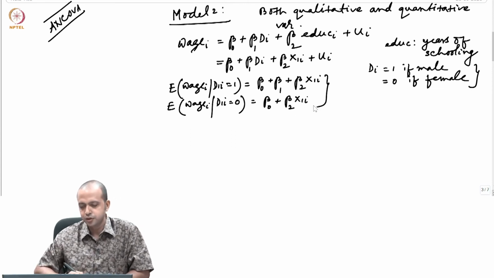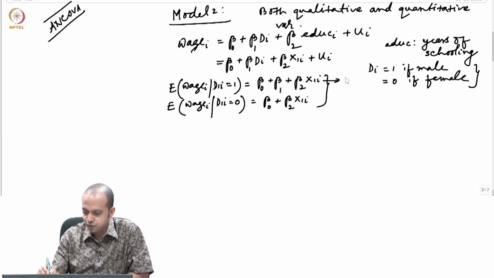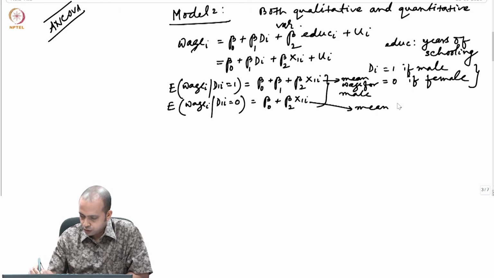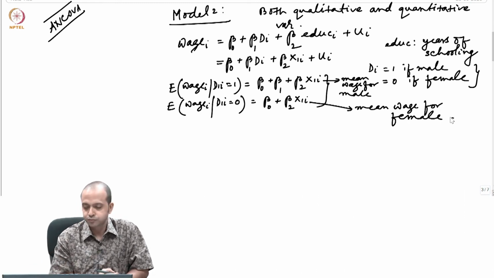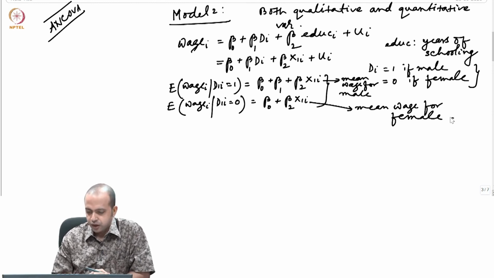And what is the expectation of wage given D1i equals 1? This is basically the average wage for male, that means the mean wage for male. And what is this? This is the mean wage for the female, right, the mean wage for the female category. Okay. All right. Now, how will you derive beta 1?